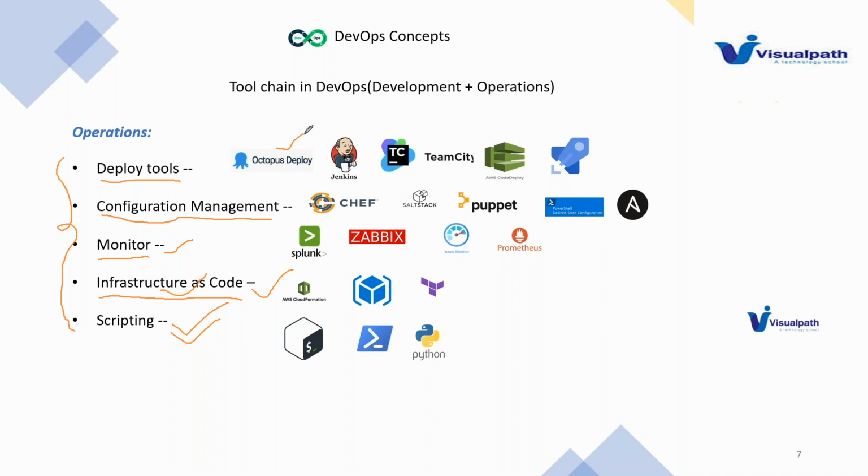For deployment tools, we have the Octopus Deploy tool, Jenkins, TeamCity, and the AWS cloud deploy tool for deployment. And there is Azure Pipelines. In the coming days we will learn how to create CI/CD pipelines in Azure DevOps, so we can use those things also.